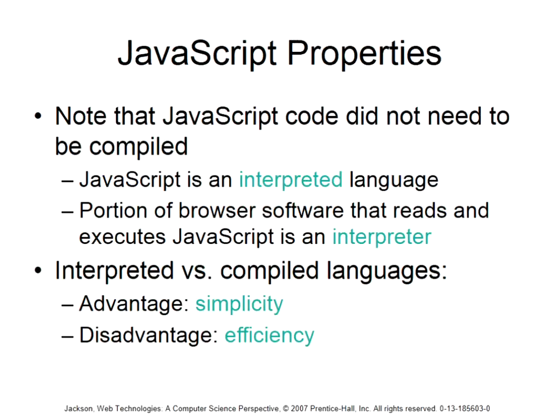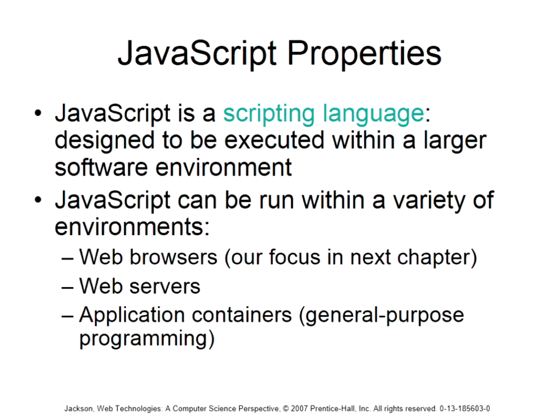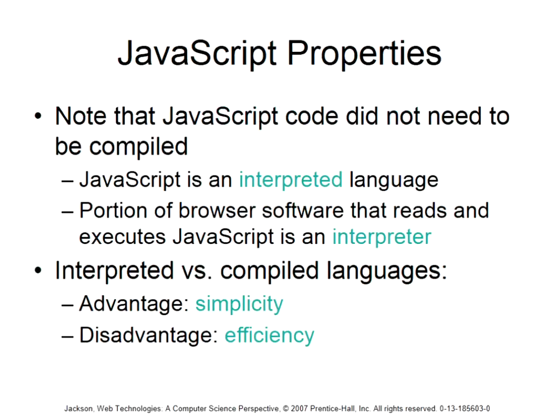Okay. So what are the properties of JavaScript? Note that JavaScript code does not need to be compiled. So JavaScript is an interpreted language, and the portion of browser software that reads and executes JavaScript is an interpreter. So interpreted versus compiled language. For example, language C is a compiled language. The advantage is simplicity, but the disadvantage is efficiency.